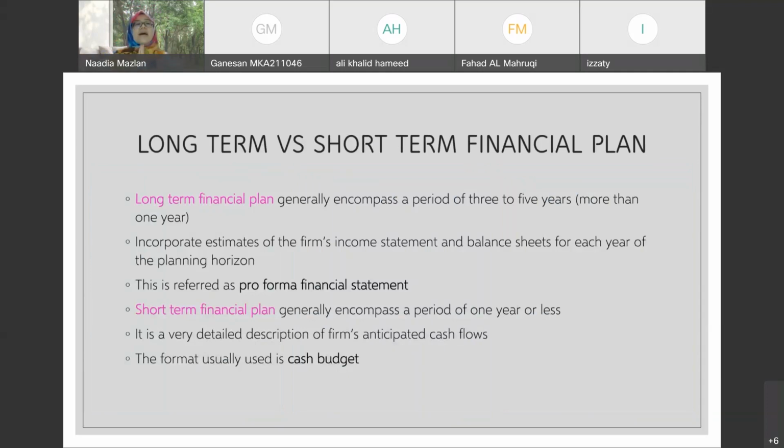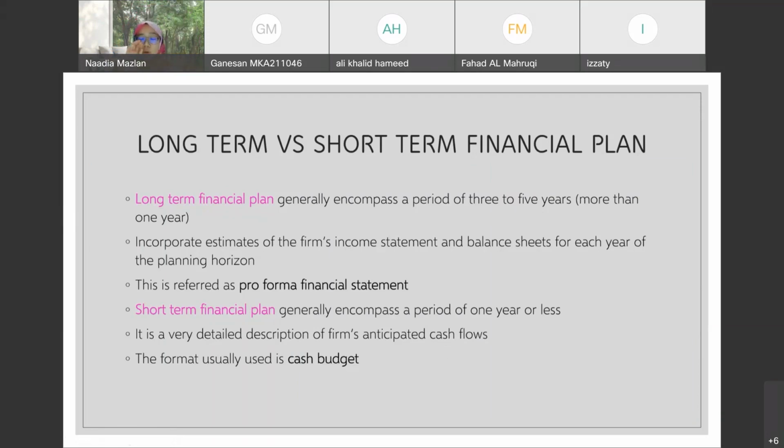So now, last week, we learned about pro forma. This is what we call a long-term financial plan, which generally encompasses a period of 3 to 5 years, or I just say more than 1 year. It incorporates estimates of the firm's income statement and balance sheet for each year of the planning horizon. Short-term financial plans generally encompass a period of less than 1 year, meaning 12 months or less. It is a very detailed description of the firm's anticipated cash flow, and the format usually used is the cash budget.